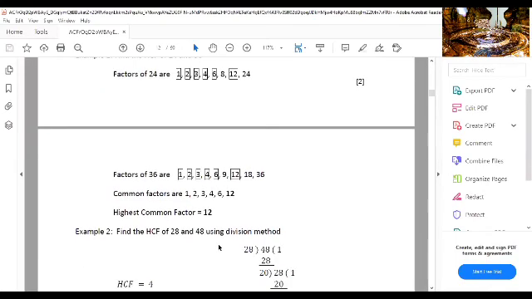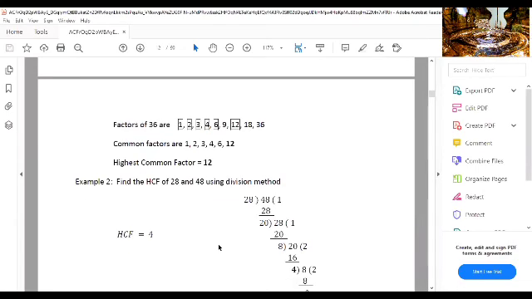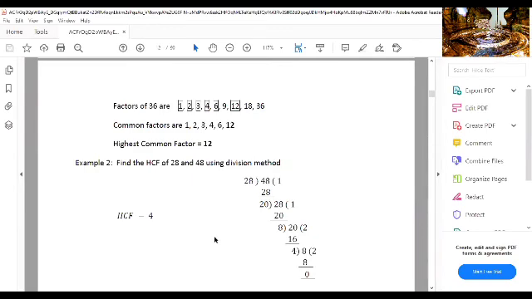Now we take another example. Find the HCF of 28 and 48 by using the division method. Simply, we write 48 first as the dividend and 28 as the divisor. In the 28 table, for 48, 28 1s are 28. Now 48 minus 28, we get 20. Now we take 28 as the dividend and 20 as the divisor.